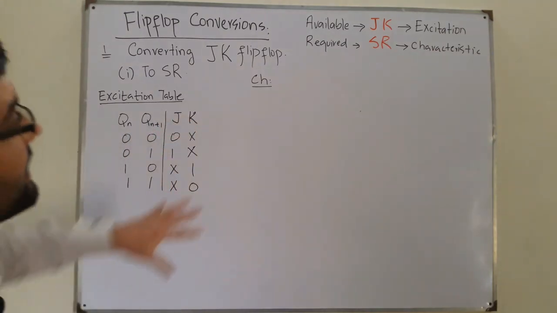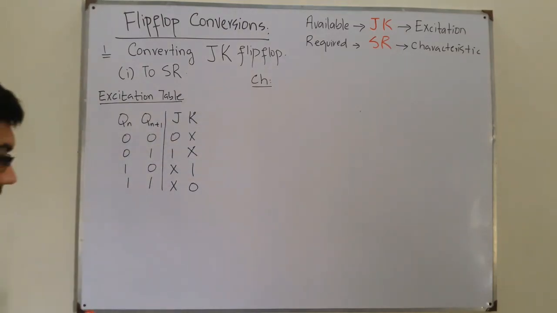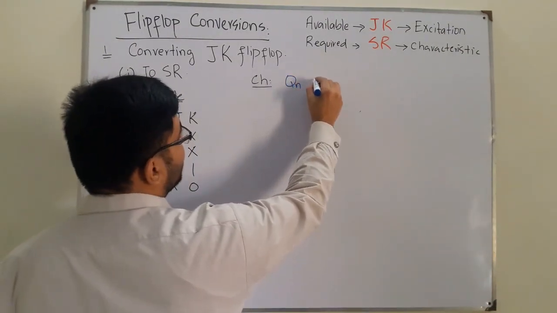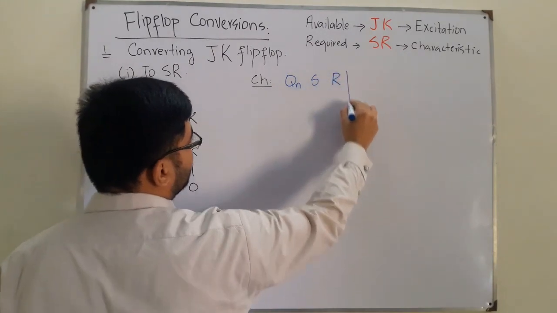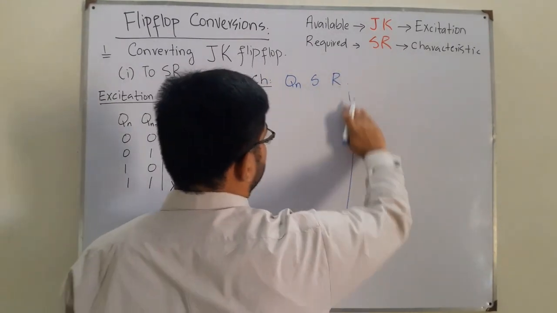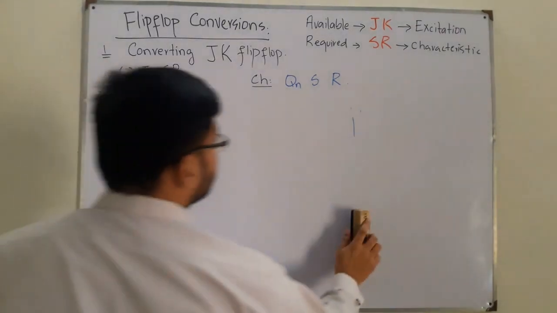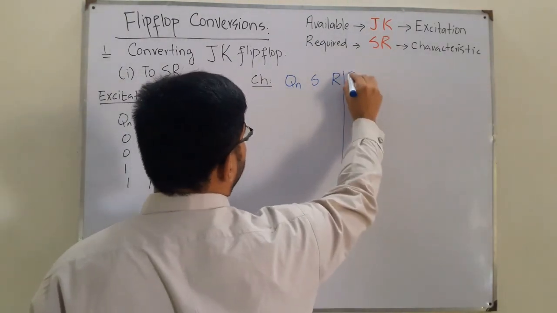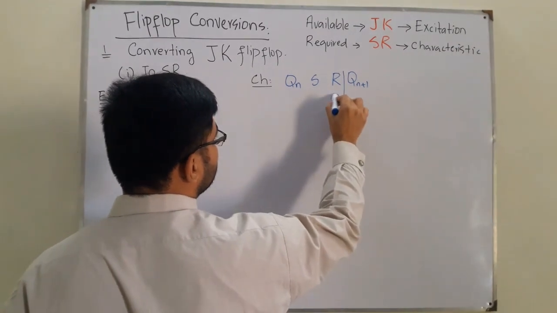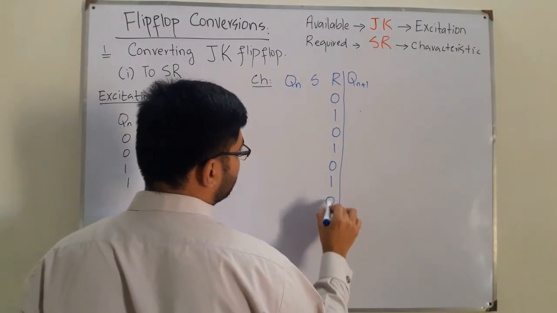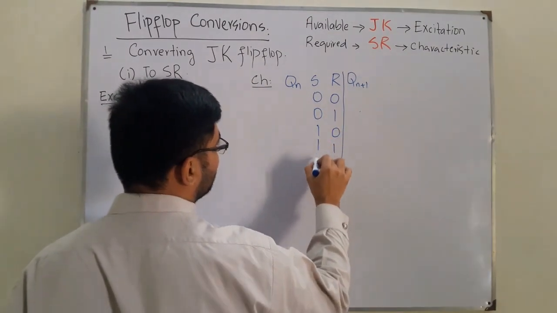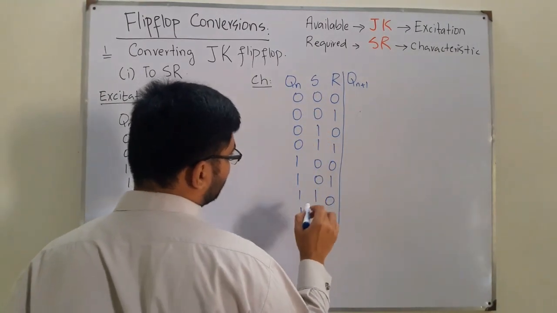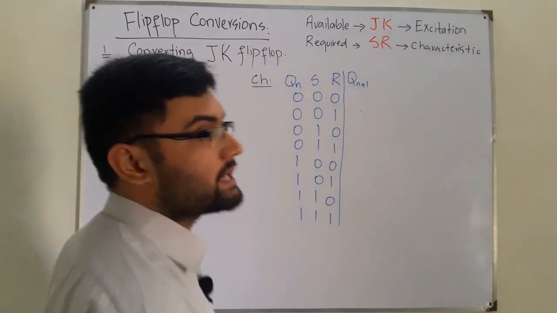All right. Now, you have to draw the characteristic table for the SR flip-flop, which means we have QN, we have S, and we have R, and the output is QN plus 1. All right, so the input combinations. You know this, okay? We have 2 to the power 3 is equal to 8 input combinations.